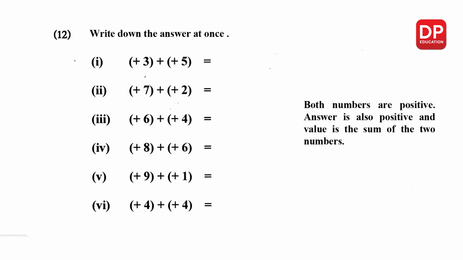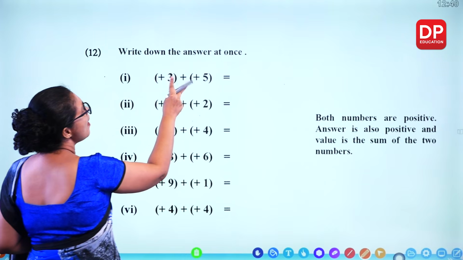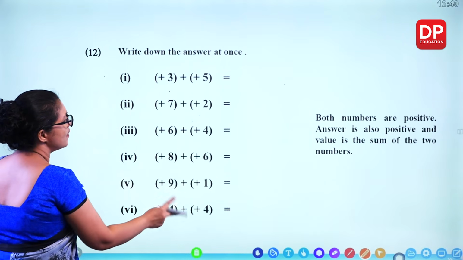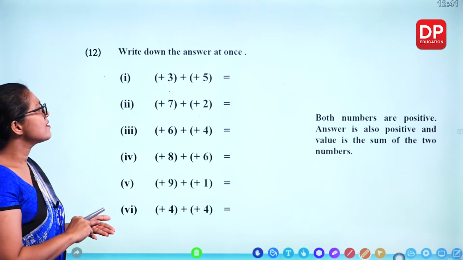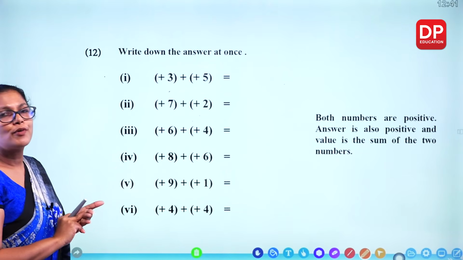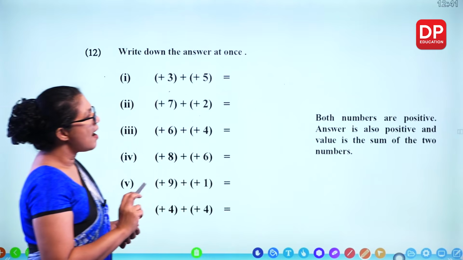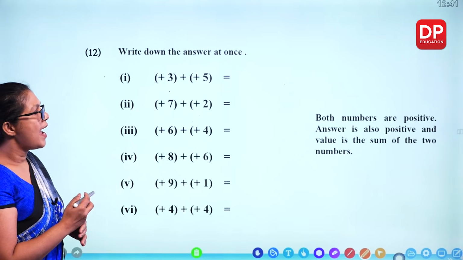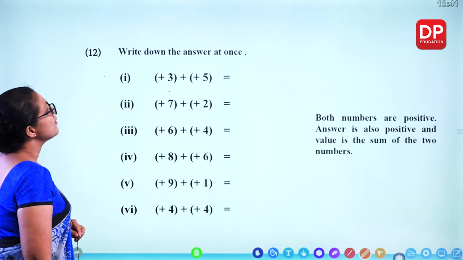Write down the answer at once. Now all are positive and addition. So what you do? Just add the numbers and put the sign positive. Both numbers are positive, answer is also positive, and value is the sum of the two numbers. So you can do at once.